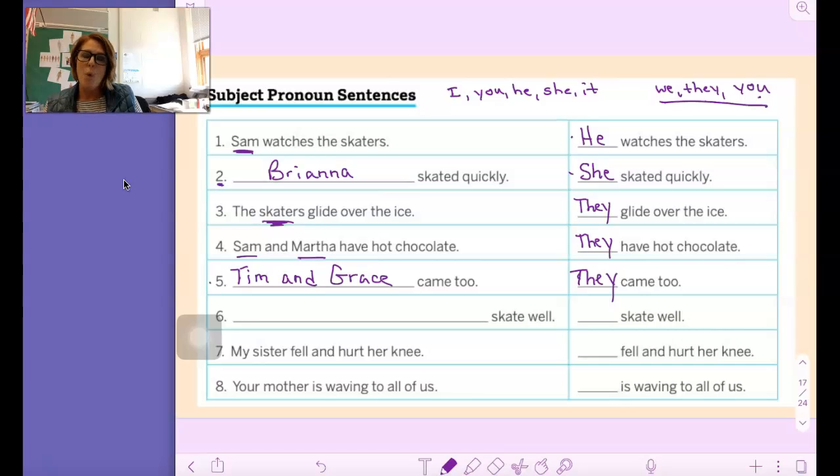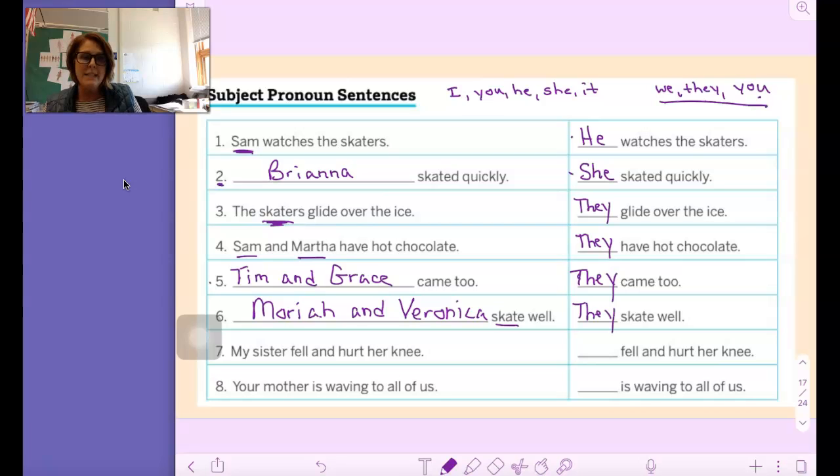Blank skate well. It's a singular verb, so it's not a plural verb. We need to have it be a plural subject. So we could say Mariah and Veronica skate well. They skate well.